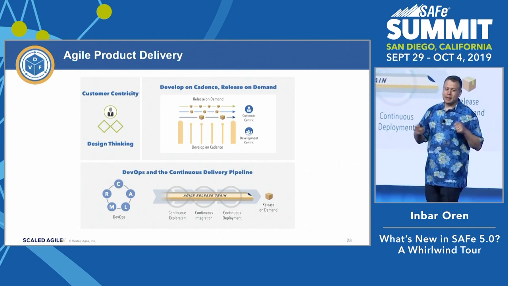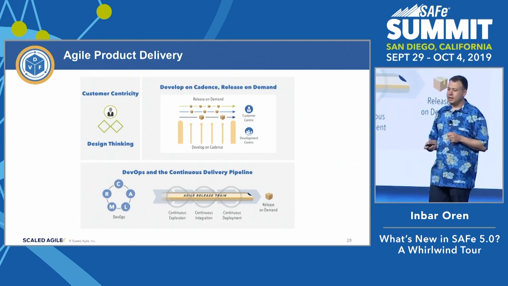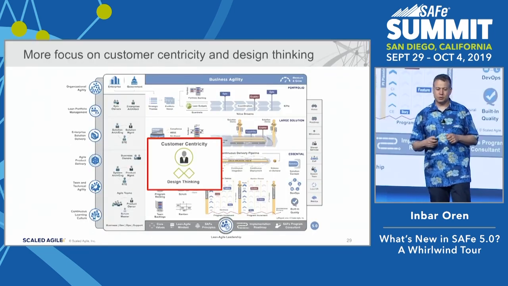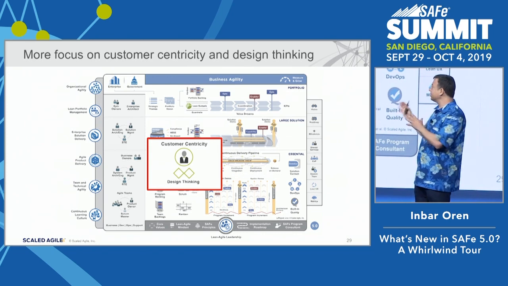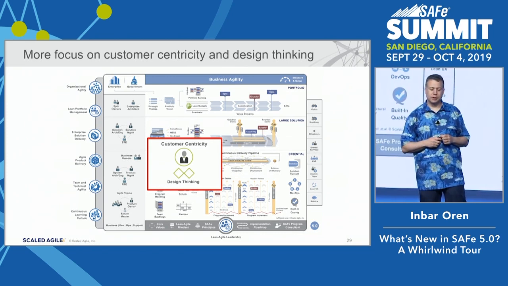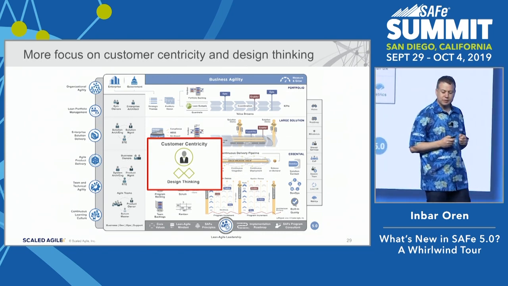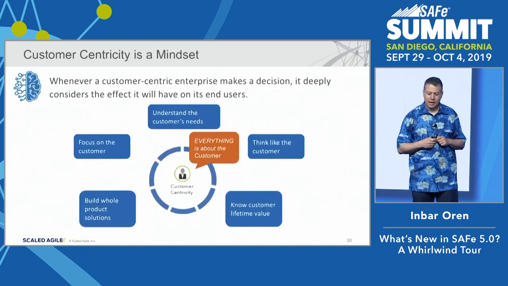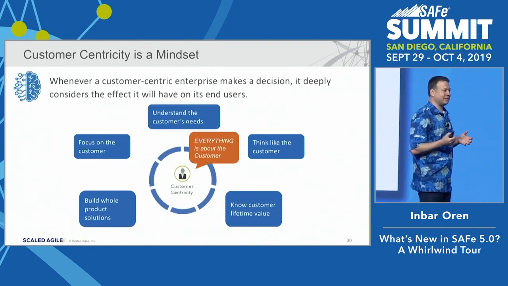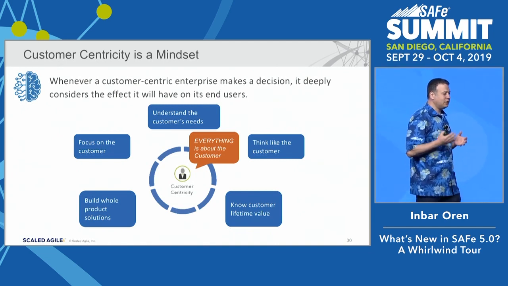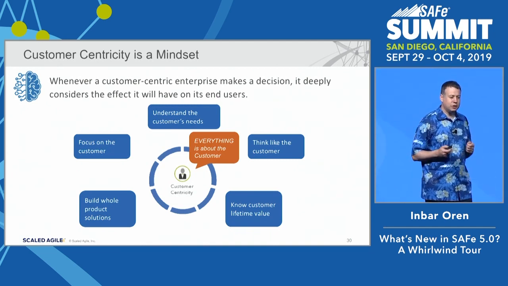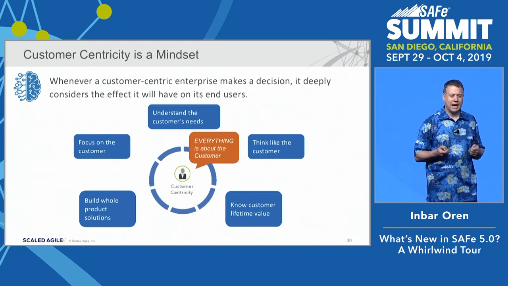So with 5.0, we're doubling down on the concept of customer centricity and design thinking to understand what our customers want. And it took center stage in this place. We brought the customer closer to the people doing the work. We refocused on the concept of design thinking. And while customer centricity is a mindset, it's a mindset of understanding that we need to focus on our customers. We need to understand better what they do and how they do their work.